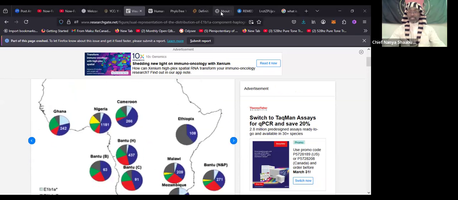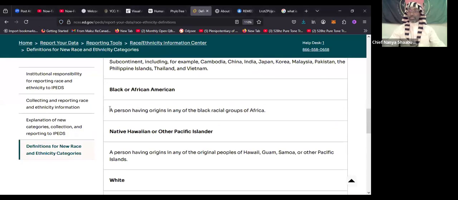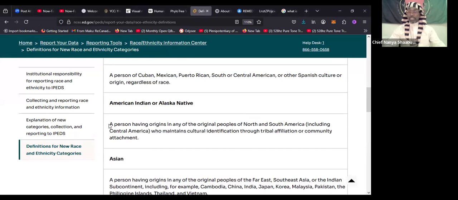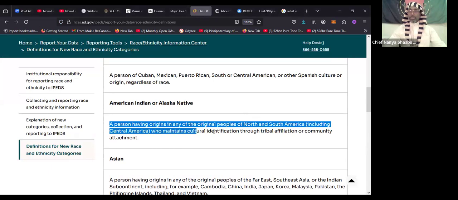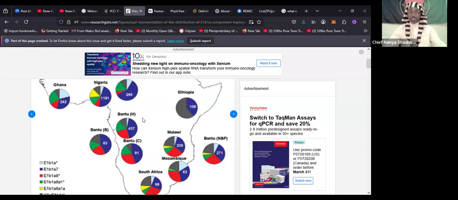So what does this mean? This means that these definitions are going to create a problem, because that means, first of all, Black and African American, there's no such thing as a Black racial group of African. They don't exist. Meanwhile, American Indian or Alaska Native is a person having origins in any of the original peoples of North and South America, including Central America, who maintains cultural identification through tribal affiliation or community attachment. And we know the original people of the Americas are the Olmecs. And where did the Olmecs come from? Uganda. Where is Uganda? Uganda is right in this region here.